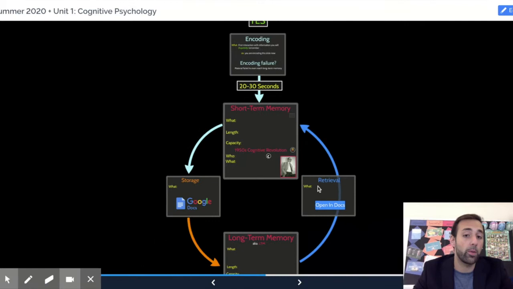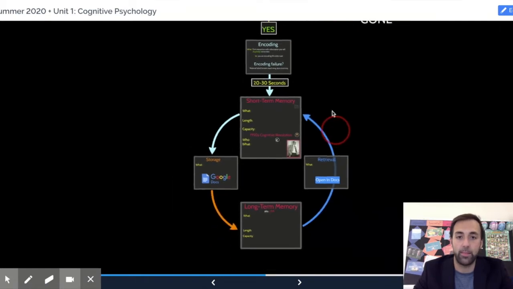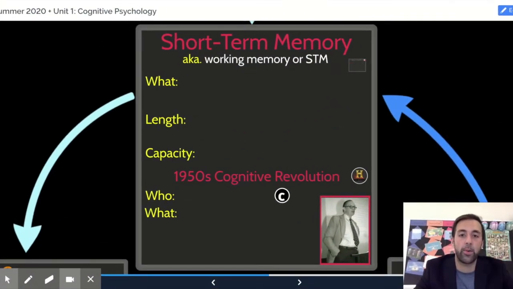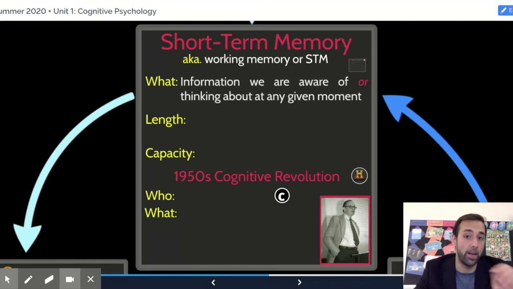We have 4 remaining boxes in this concept map. We just finished here under the yes. And again, that yes stands for yes, we did pay enough attention to the material. Short-term memory is sometimes called working memory and is often abbreviated STM.